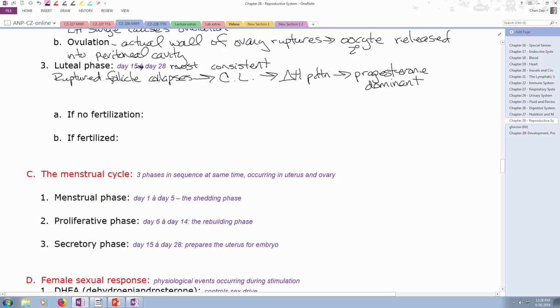One of the things that's important for you to realize is that this is important to create a healthy uterine lining for fertilized egg implantation.